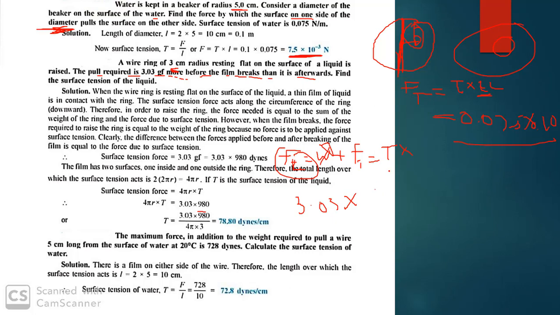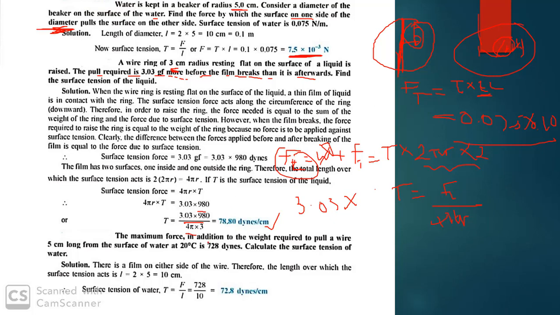Tunajua effective length ni 2 pi r, maana yake hiyo ni ya nje, tukiconsider na ndani inakuwa twice. Hii ndio inakuwa effective length. So surface tension inakuwa ni sawa na hiyo lift force divide by 4 pi r. Ndo alichokifanya hapa, 4 pi times radius ni 3 cm, na ametumia the lift force in terms of dynes, anakuja kupata jibu in dynes per cm. Otherwise unaweza kuziconvert kwenye SI units.